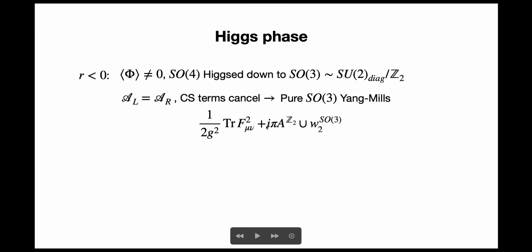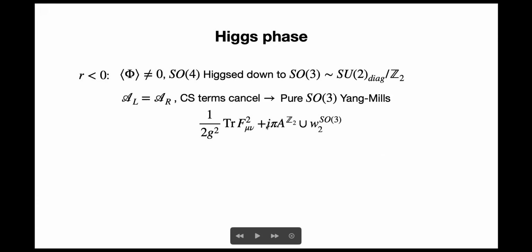And now we run into the other side. The mass term is negative. We know that this phi field will condense, so it has an expectation value. That means we will have a Higgs transition where this SO4 will be Higgsed down to SO3. In fact, this SO3 can be written as SU2 over Z2. In particular, this SU2 comes from the diagonal part of the left and right SU2. It's only this diagonal SU2 that keeps this order parameter invariant. So our gauge field is now a diagonal SU2 over Z2.